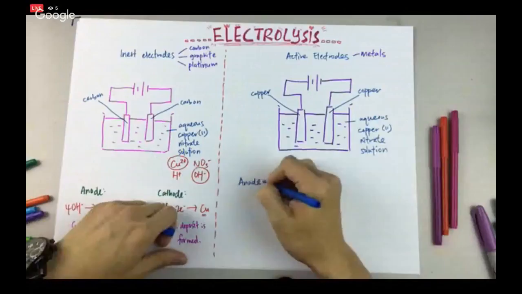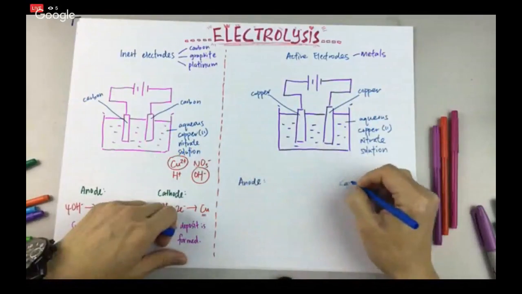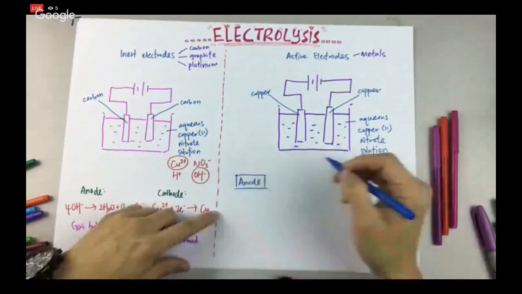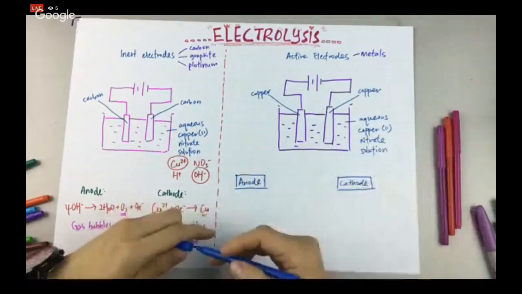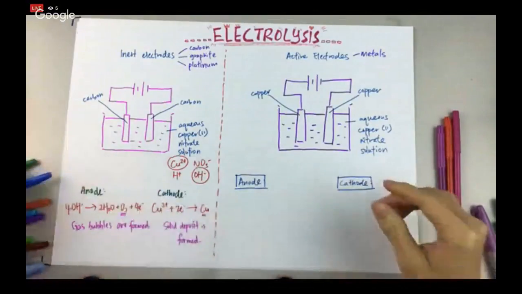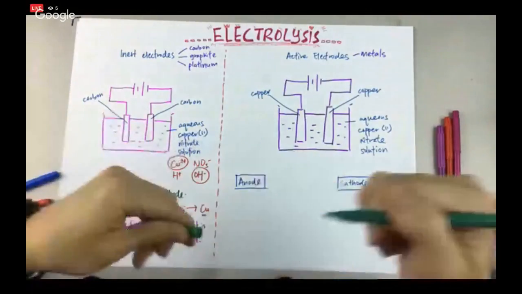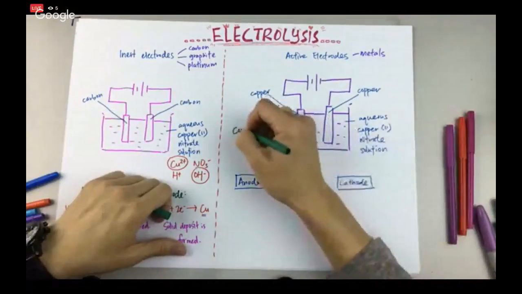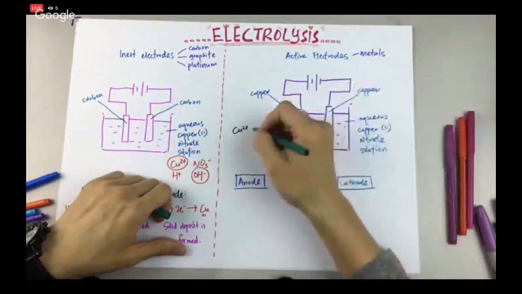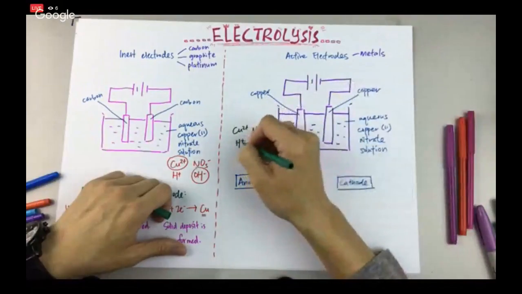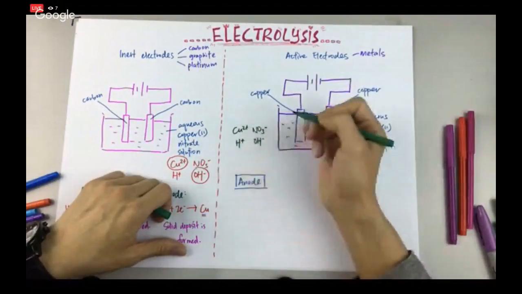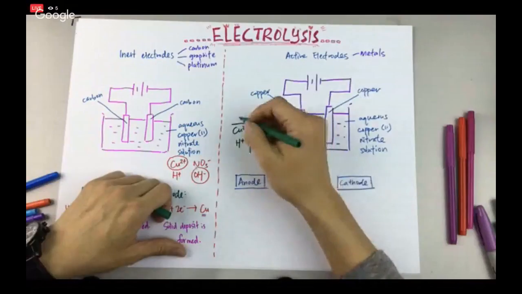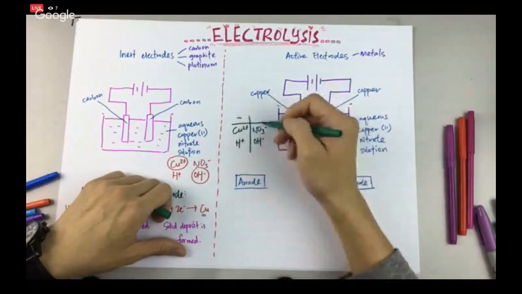Same thing. The first step is always the same. Always look for the ions present. In this case, Cu2+ positive, NO3- negative, and hydrogen and hydroxide, since it's an aqueous solution. Positive ions get attracted to the cathode. Negative ions get attracted to the anode. So here comes the question: which one will get discharged at the anode? Nitrate or hydroxide? Hydroxide is lower. What do you think? Is it hydroxide? No, it is not hydroxide.